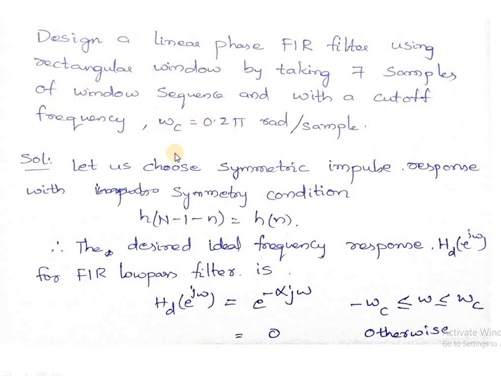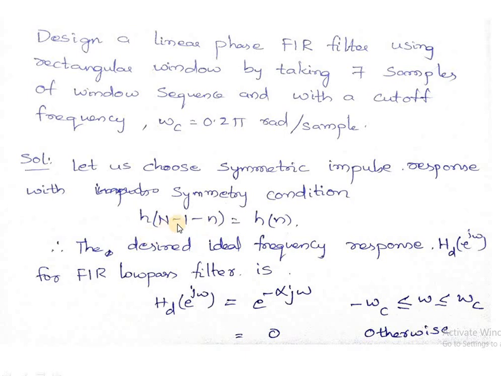And let us, since nothing is mentioned about the sample values, now let us assume, let us choose a symmetric impulse response with symmetry condition as h of N minus 1 minus n is equal to h of n, that is, it is spread on both sides of the axis.